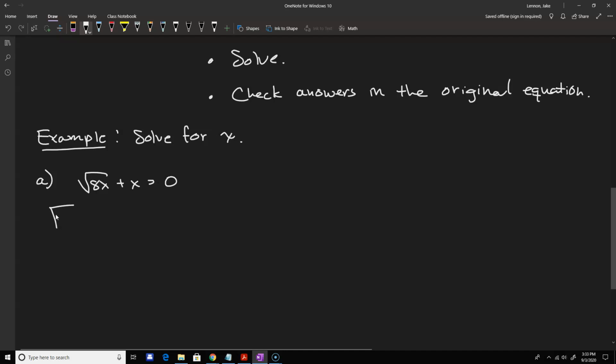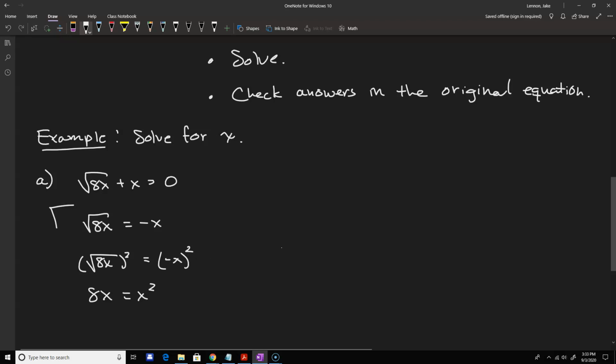So the first thing is to isolate the radical. So we will subtract x from both sides. So we end up with the square root of 8x equals minus x. And then you want to square both sides, which is going to get rid of that square root. And again, notice that minus x squared is just x squared. So we end up with 8x equals x squared.